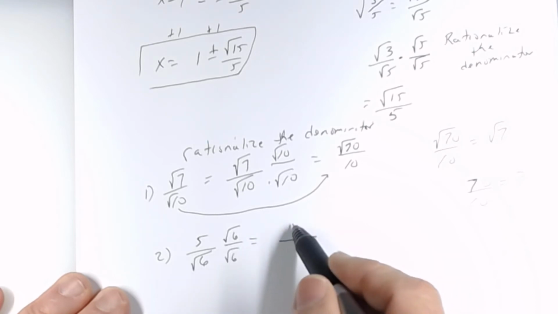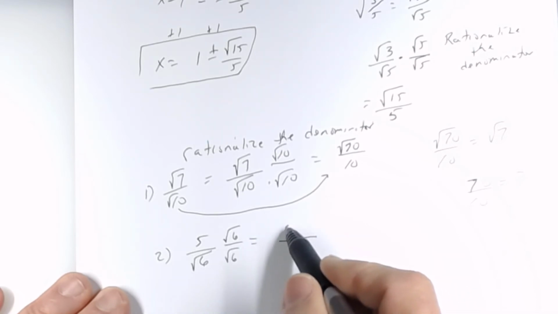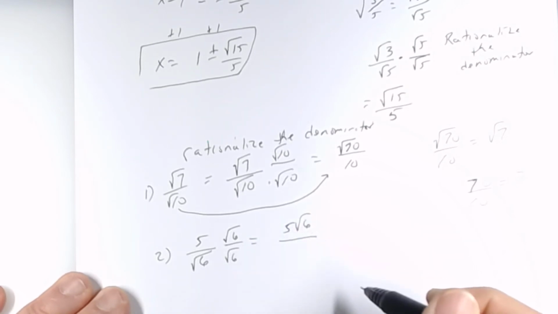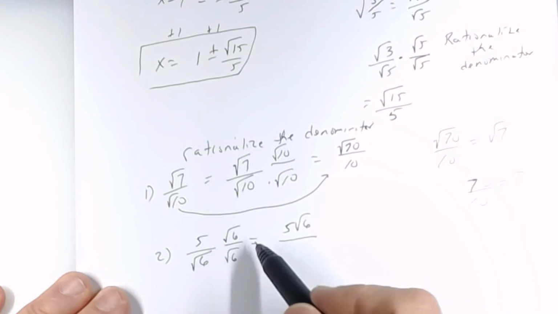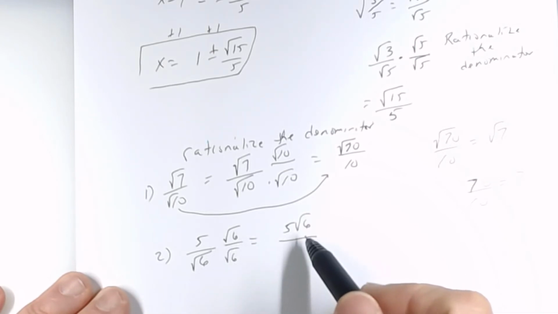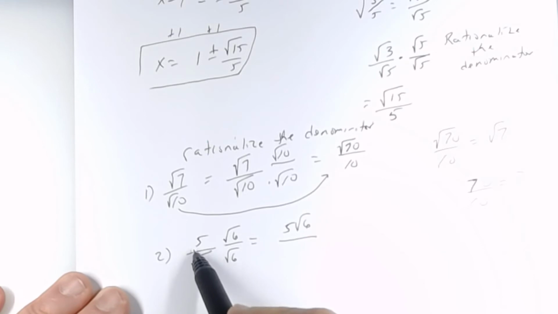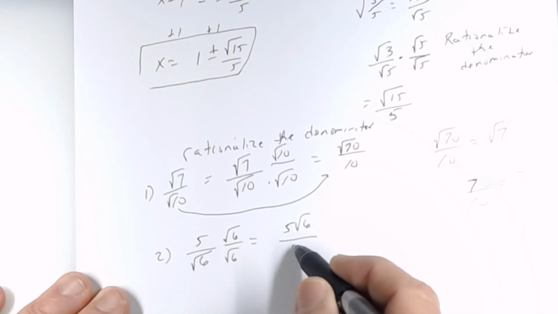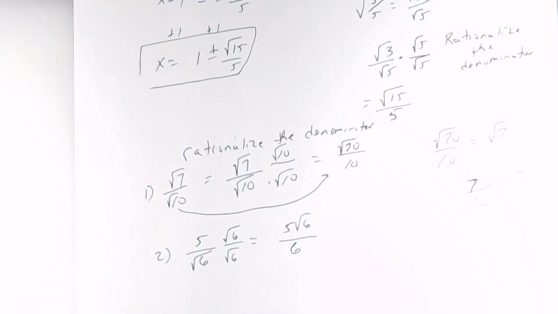And so my numerator is just what though? 5 square root of 6. Don't say square root of 30, because that's not the square root of 30. It would be the square root of 30 if this was the square root of 5. Okay? And that's divided by what? 6. All right, so that's a quick review of rationalizing the denominator.